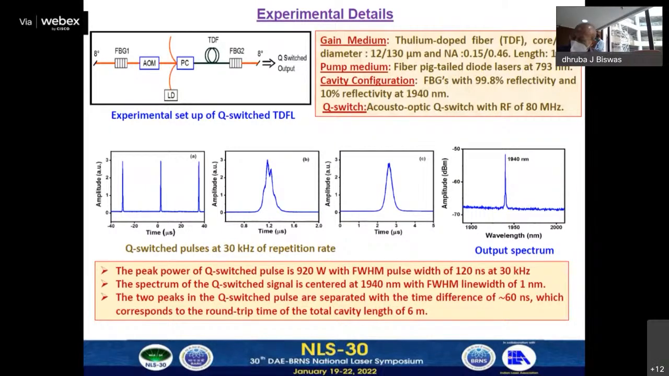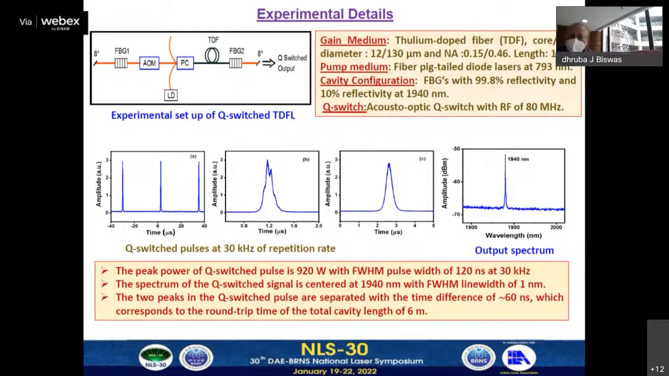at 1940 nanometer. We have also studied the multiple pulses in the Q-switched thulium doped fiber laser, in which we observed that when the on time is very large, that is about 23 microseconds, there were 3 pulses.